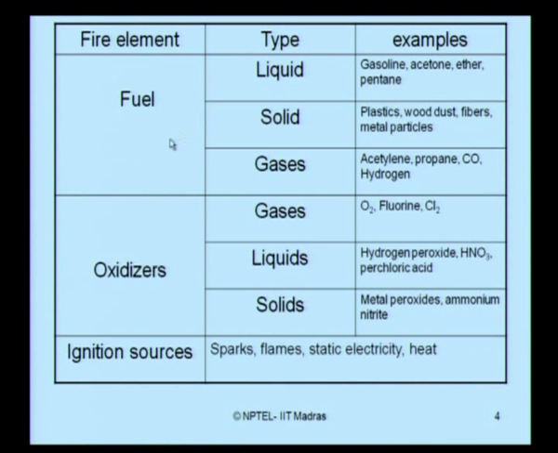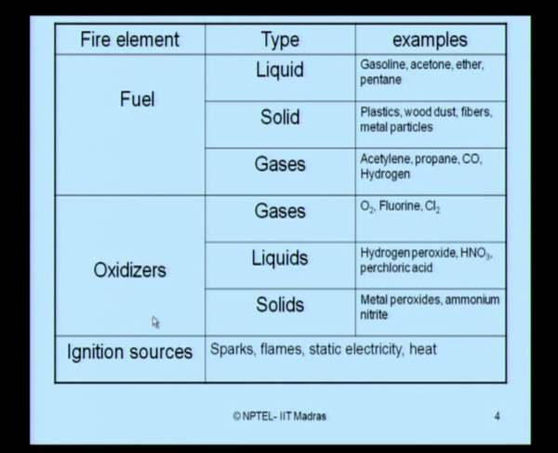Let us look at the three classical fire elements: fuel, oxidizers and ignition sources. If you look at the fire element as a fuel, then you can have types such as liquid, solid or gases. I can give some examples here to make you familiar with different kinds of fuel. For gases: hydrogen gas, carbon monoxide, propane, acetylene. Some solids which can be a fuel for a fire element: plastics, wooden dust, fibers, metal particles. If you look at liquid as fuel for a fire element, then we can talk about gasoline, acetone, ether, pentane, etc.